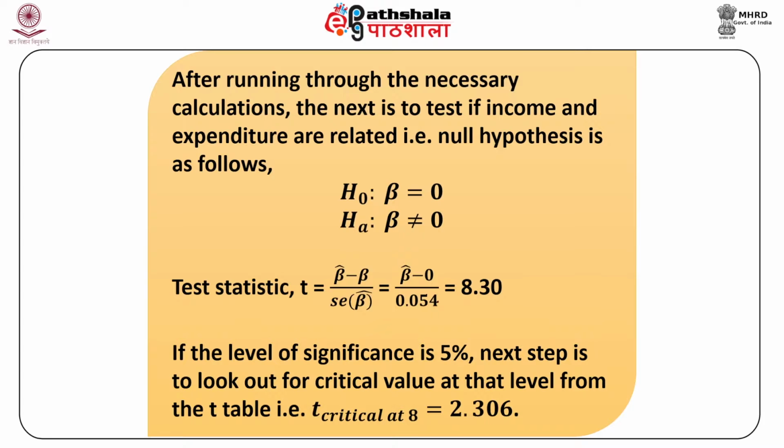From the calculations we can substitute the value of beta hat and of the standard error of beta hat, and beta is equal to 0. So what we obtain is 8.30. If the level of significance is 5%, then the next step is to look for the critical value at that level from the t table. That is, we must try to find out what is the t critical value for 8 degrees of freedom.